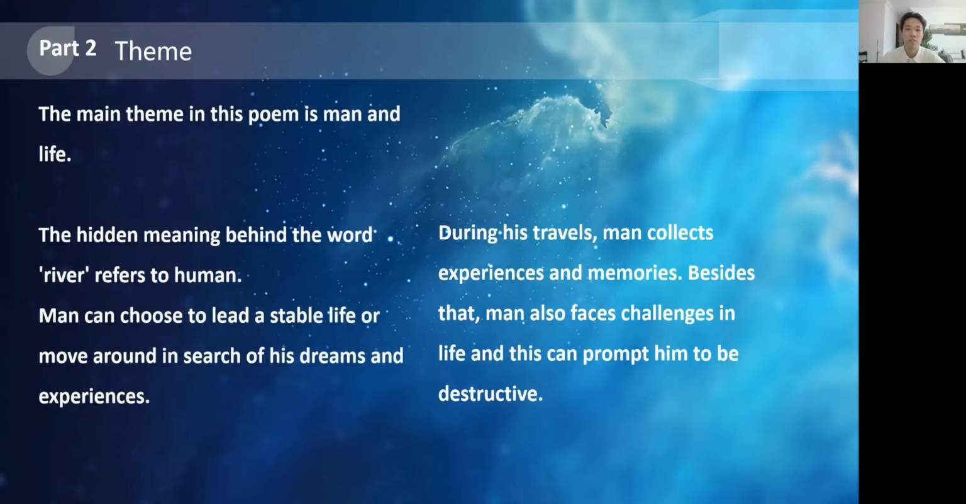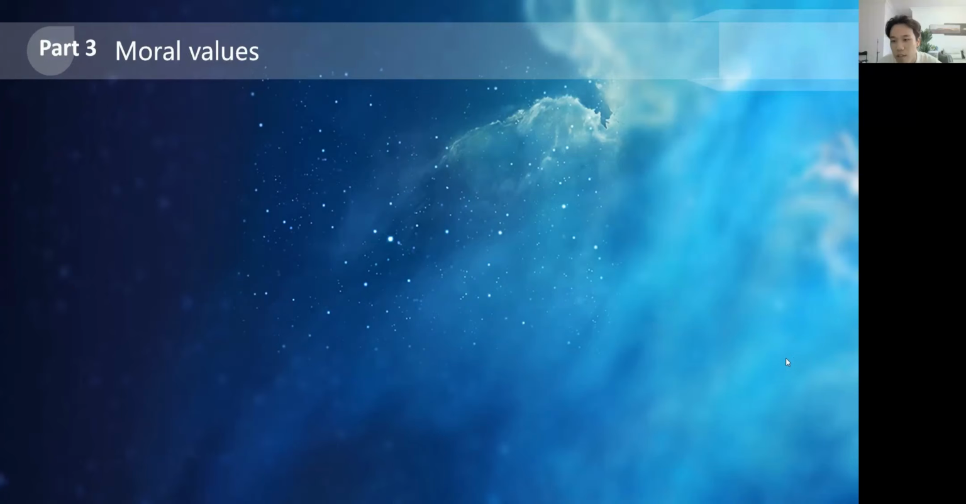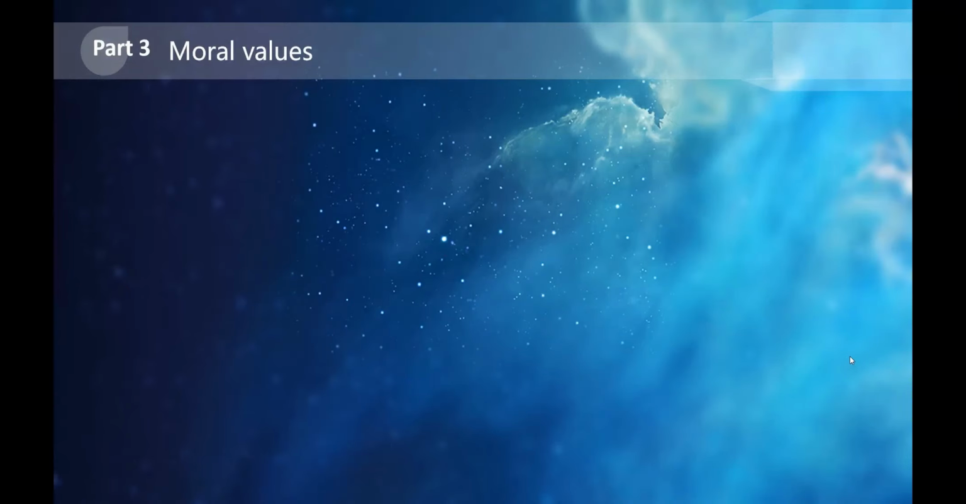Okay, so the first one is that we must strive for stability in life, which refers to the river. It never stops flowing, so we also have to learn from the river. The second one is we must value life experience, as Freya said. Yes, we have to value our life. And the third one is we should keep good memories in life and the people close to us.